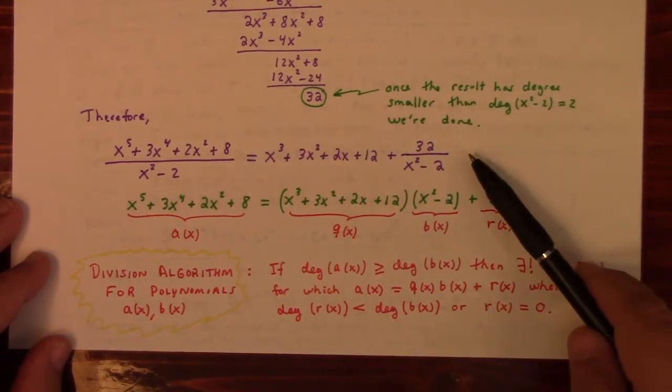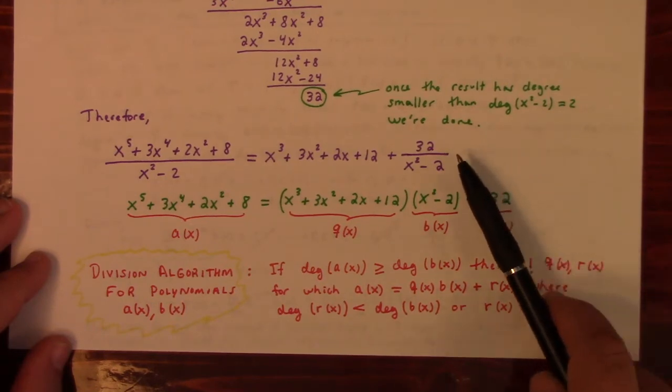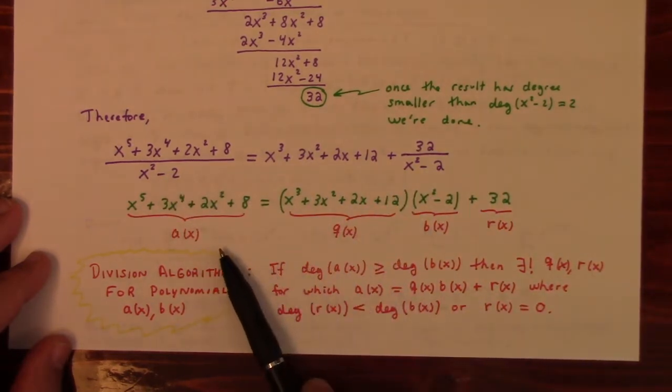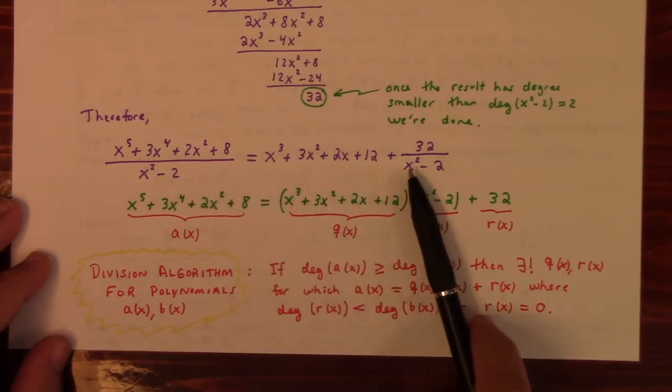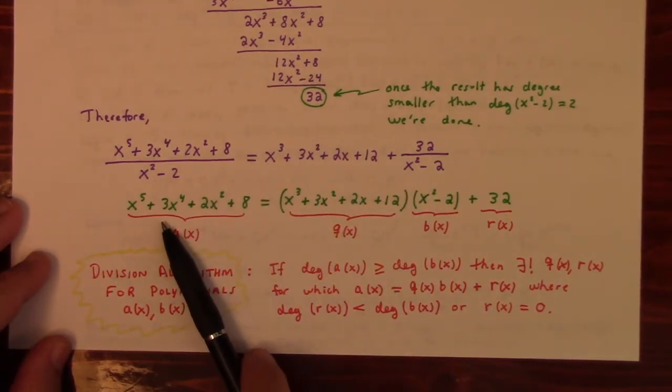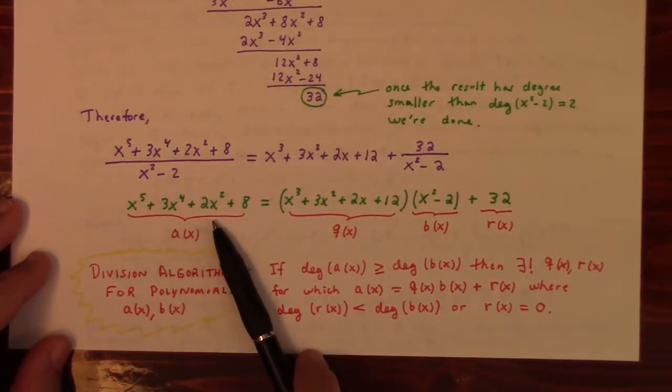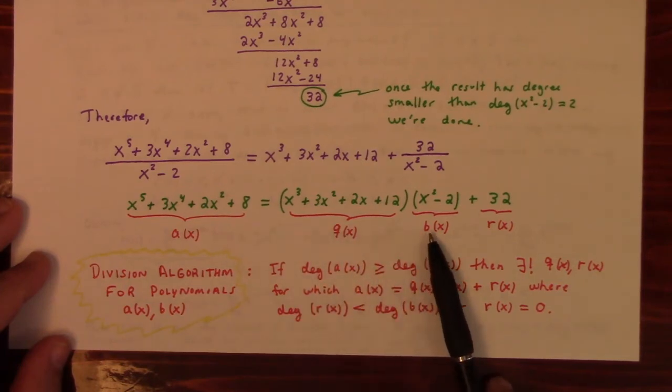And of course, number theory style, we repackage this as a multiplicative statement below in the green, right? You can think of a of x as equal to the quotient times the dividing polynomial plus the remainder, right?